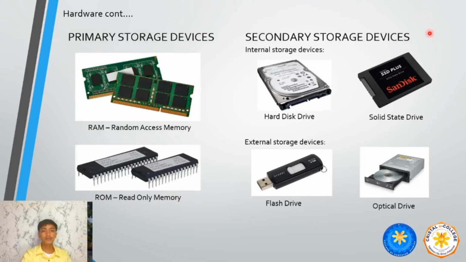And then we have our secondary storage medias. They are divided into internal storage devices, which here are the hard drive and the solid state drive. What the solid state drive does is that it gives more write and read speed than a traditional hard drive. A solid state drive uses flash capabilities instead of the traditional hard drive. And then we have our external storage devices, which you are all familiar with. We have the flash drive and the optical drive.